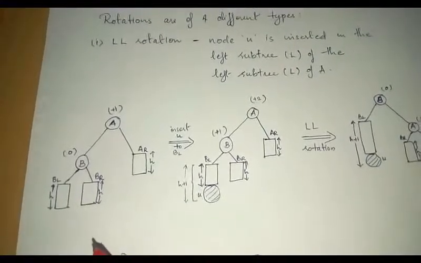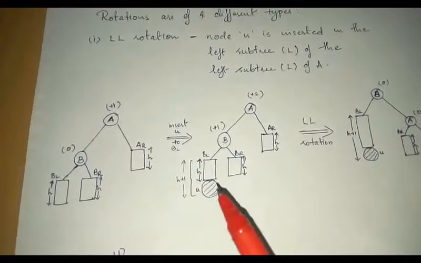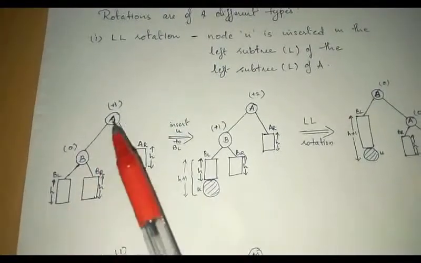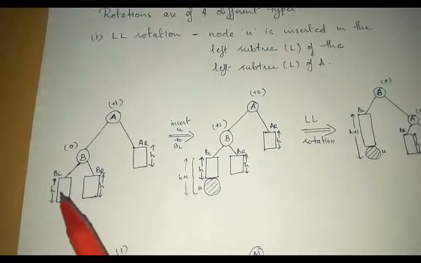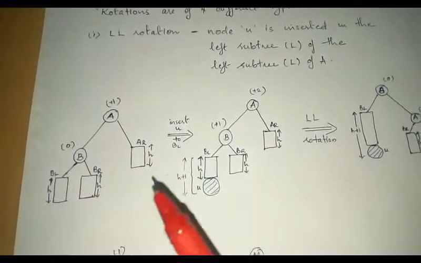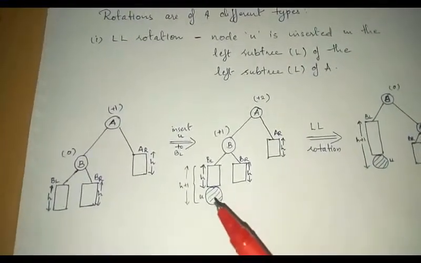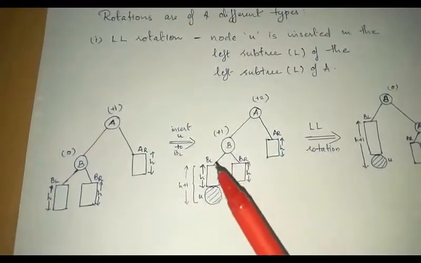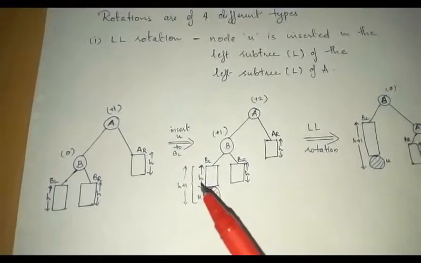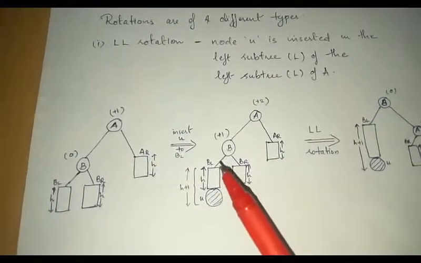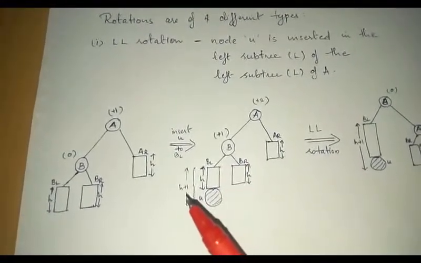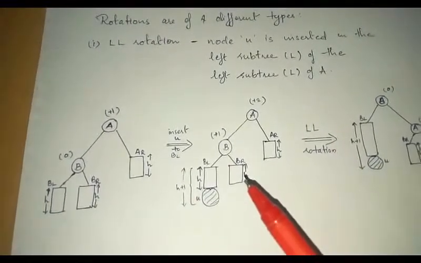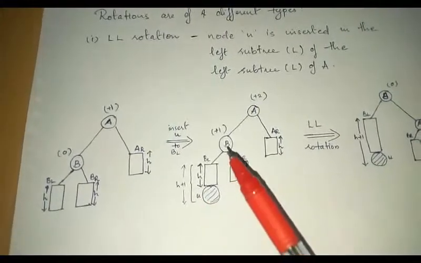Now suppose we are going to insert a new node U to the left of the left subtree. So left of the left subtree of A, I am going to insert a new node, say U. So once I have inserted a new node U, the height of the left subtree is increased by 1. That is, the height of the left subtree of B will be increased to H plus 1, where the height of the right subtree is still H. That means the balancing factor of B has now changed.